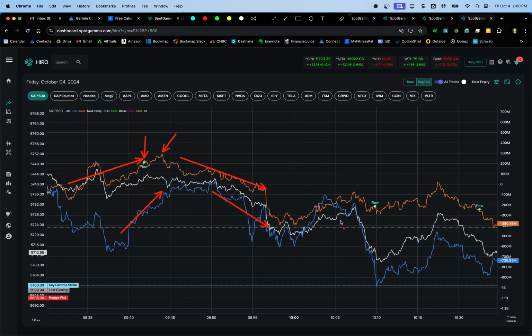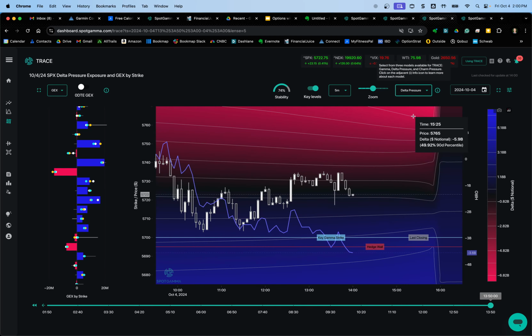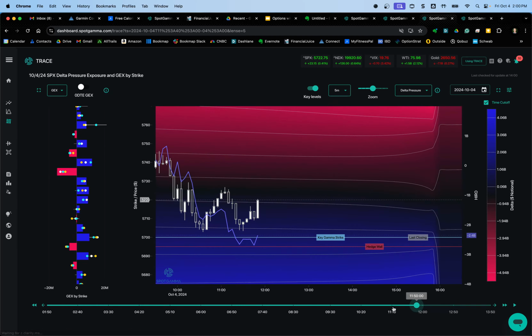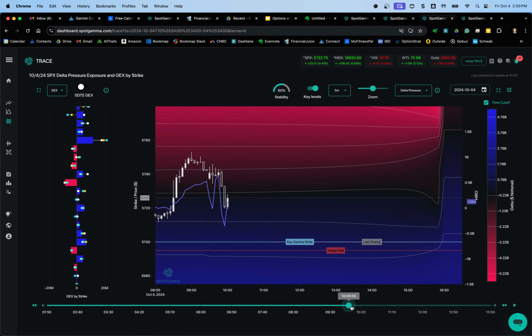We'll take a look at Trace now, and then we'll get to Bookmap. All right, so this is the Trace tool. I'm going to shift to delta pressure. Let's go back in time a little bit. Go back to 10 o'clock. All right, so this red zone, this is delta pressure. This is negative. This is selling pressure, negative pressure, delta pressure, selling pressure.